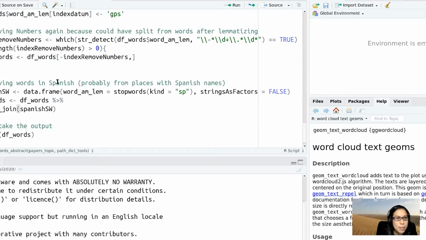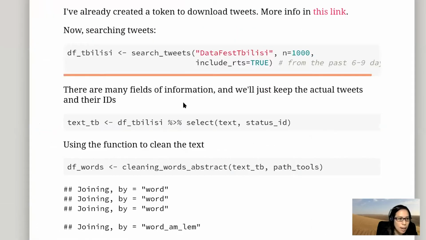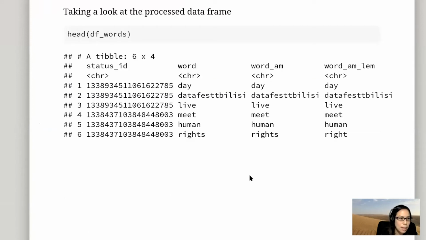And that's it. So that's what this function has, all this cleaning. And again, the cleaning depends on your case of study. So once I use the cleaning words abstract function, I get this kind of data frame.